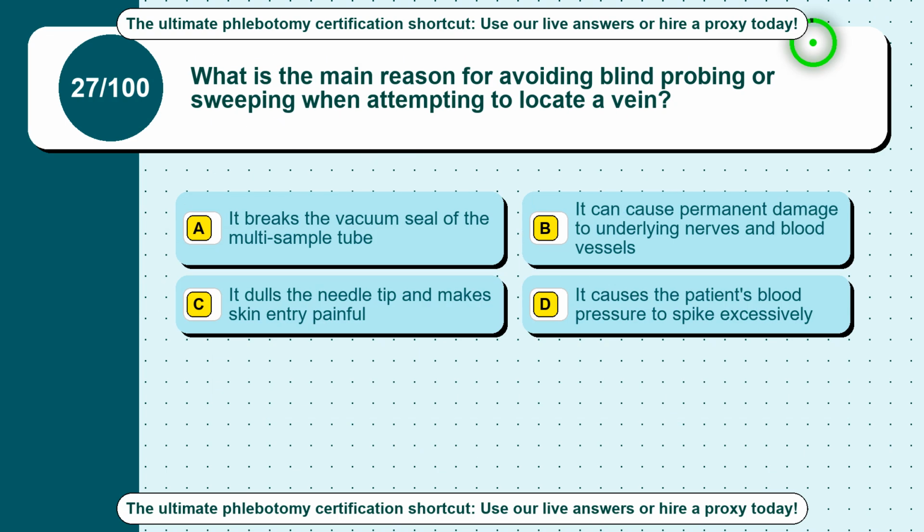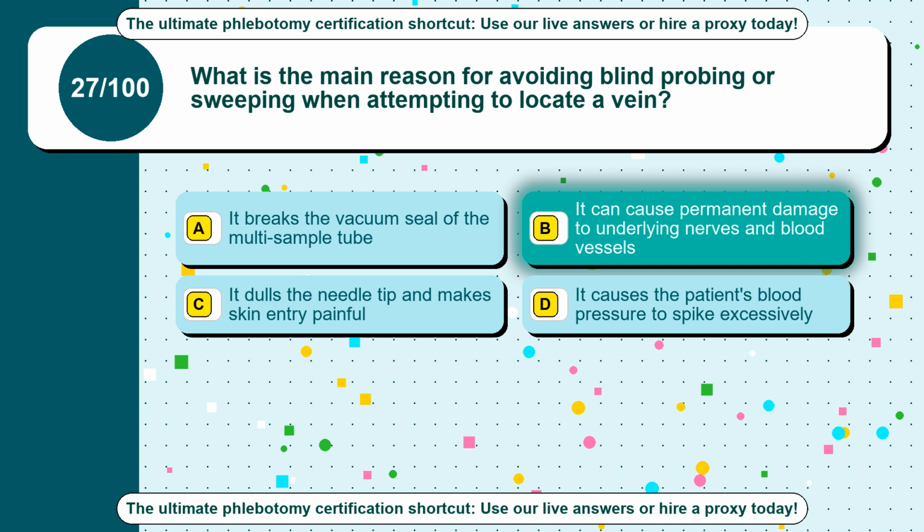Question 27. What is the main reason for avoiding blind probing or sweeping when attempting to locate a vein? Option A. It breaks the vacuum seal of the multisample tube. Option B. It can cause permanent damage to underlying nerves and blood vessels. Option C. It dulls the needle tip and makes skin entry painful. Option D. It causes the patient's blood pressure to spike excessively. The correct answer is option B. It can cause permanent damage to underlying nerves and blood vessels.